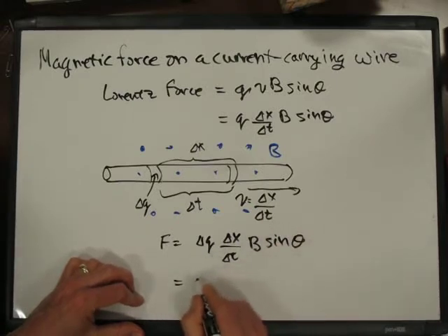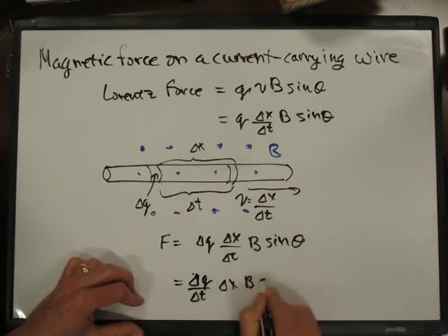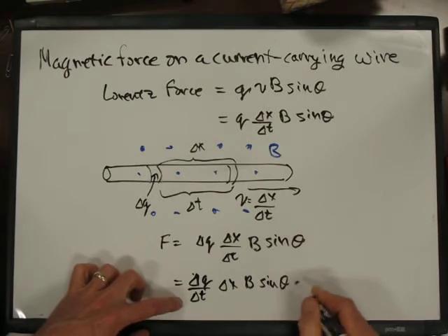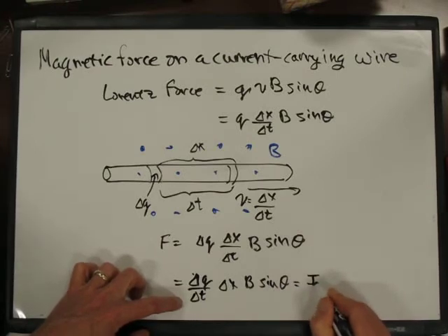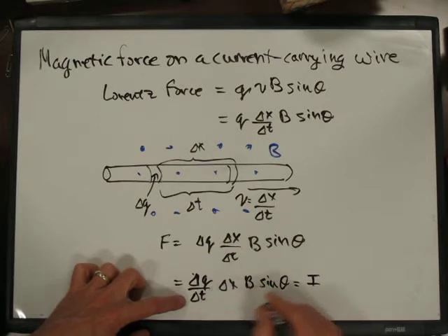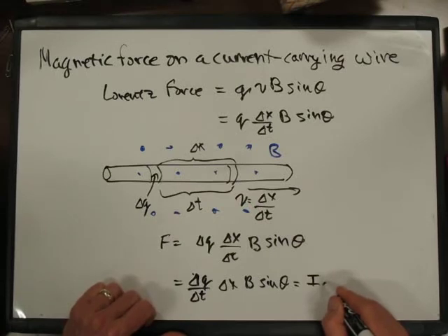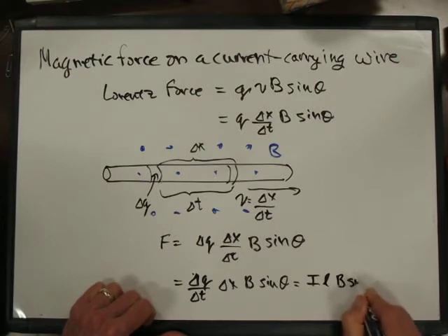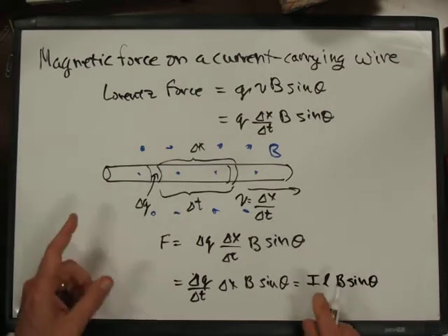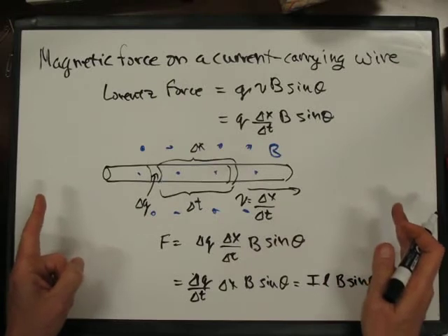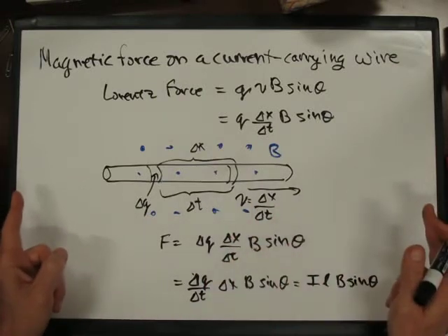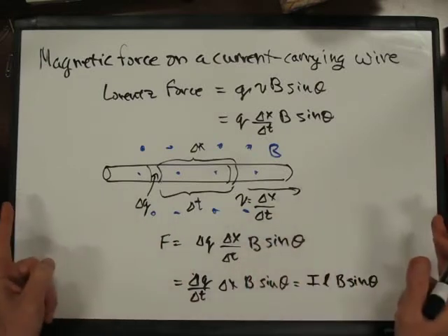And I can just rearrange this a little bit. This is delta q over delta t times delta x B sine theta. Delta q over delta t is just the current, right? That's just the rate of charge flow. Delta x is how far it's going, and so here we'll just use the length of the wire. And so if I want to know the total force on a wire carrying current, my delta x is just going to be the whole length of the wire.